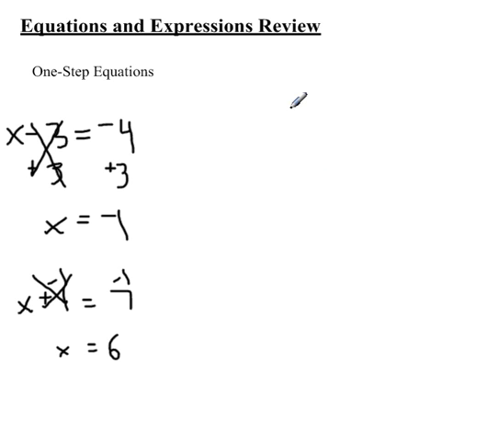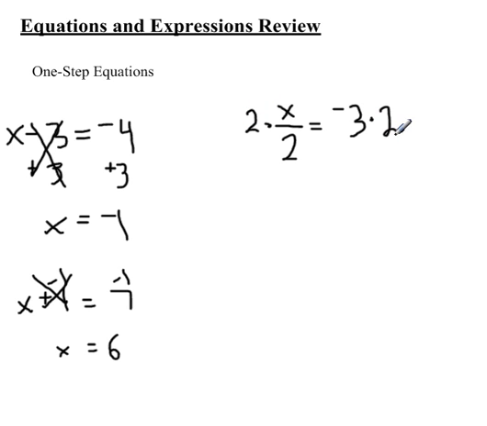Now let's look at one with something else happening to your variable. In this case, you have x being divided by 2 to give you negative 3. I'm going to undo division by 2 by multiplying both sides by 2.